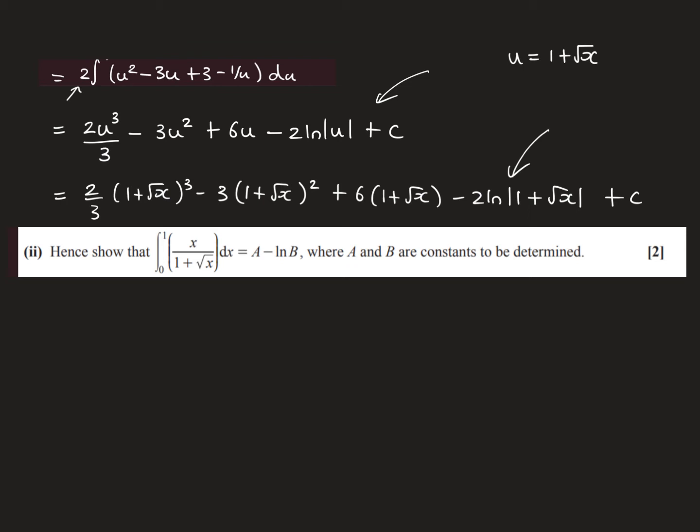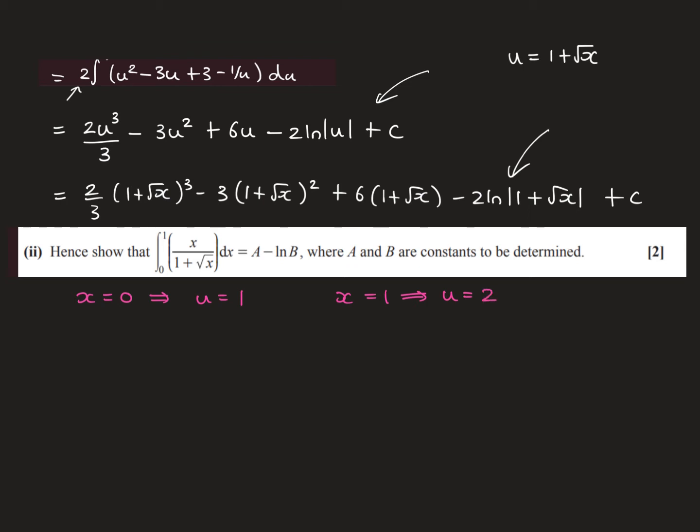I am actually going to change my limits from x to u. So if x is equal to 0, which is the lower limit, u simply equals 1. And if x is equal to 1, which is the upper limit, then u is equal to 1 plus the root of 1, which is 2.